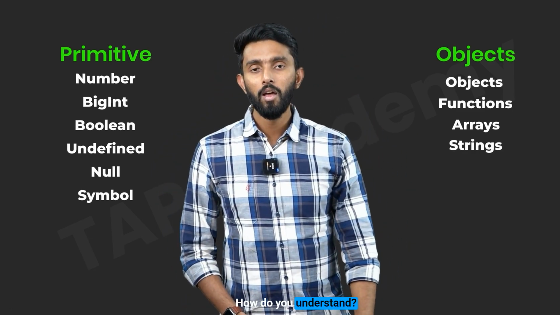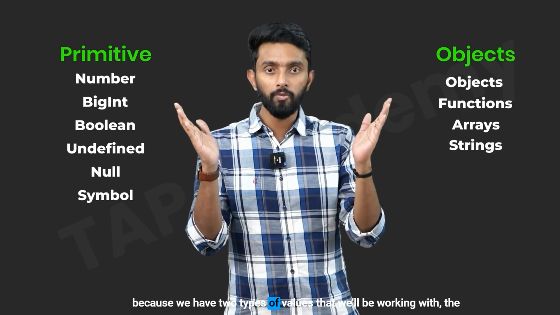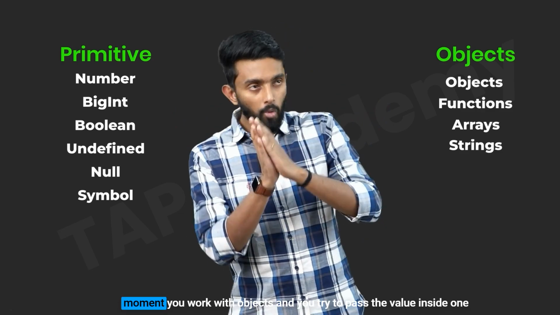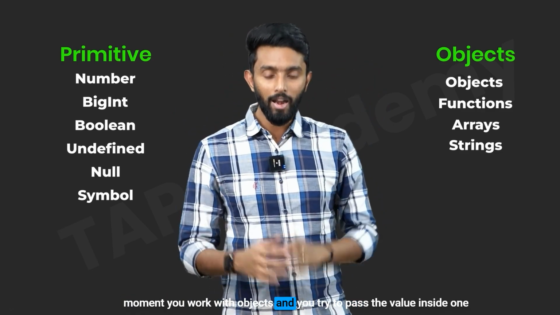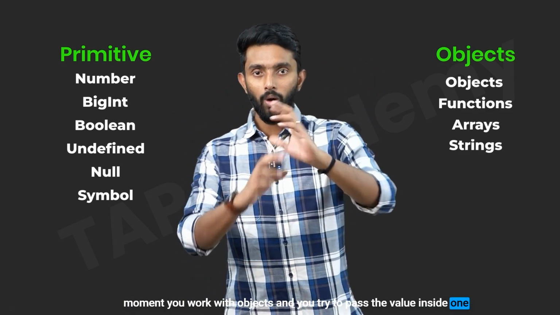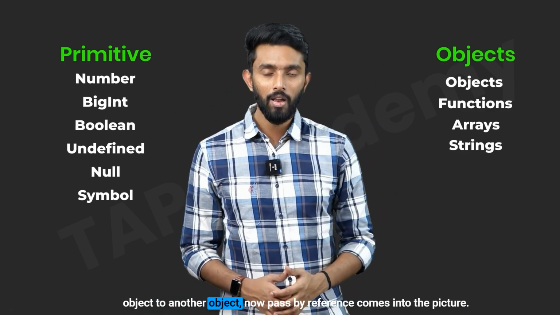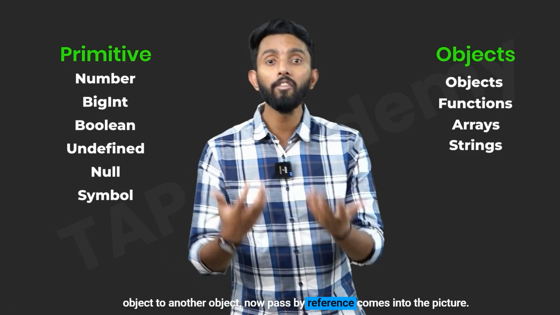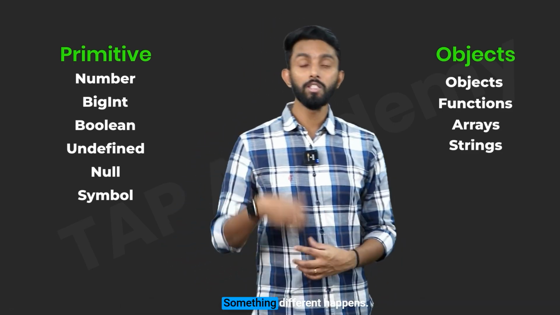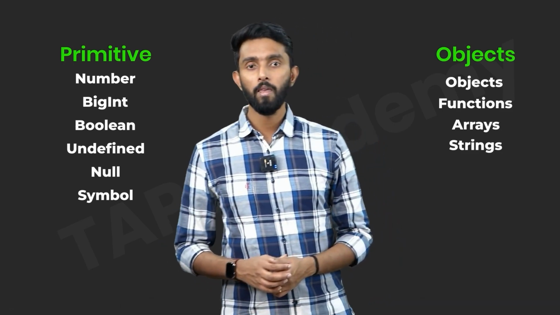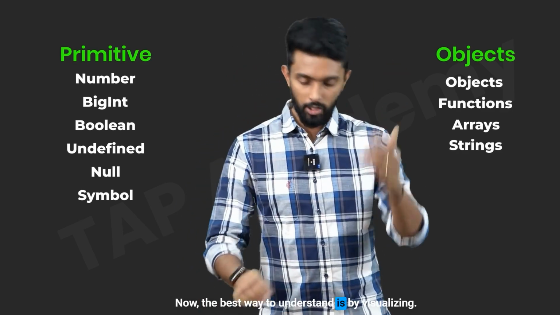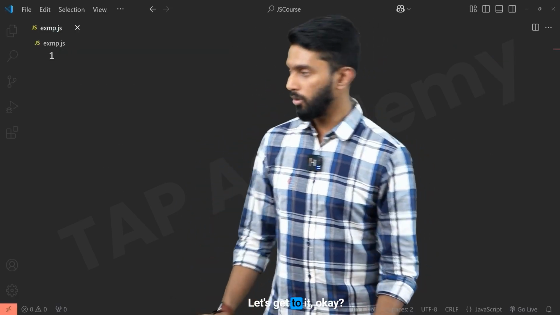How will you understand? Because we have two types of values that we'll be working with, the moment you work with objects and you try to pass the value inside one object to another object, now pass by reference comes into the picture. Something different happens. Now, the best way to understand is by visualizing. Let's get to it, okay?